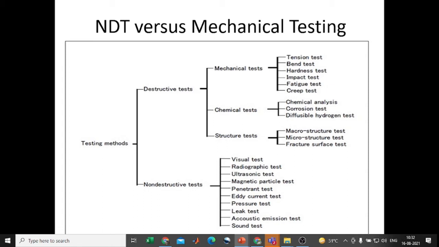In destructive testing there are different types available: mechanical test, chemical test and structural test. In the mechanical tests, you already have experience in your Science of Materials laboratory. You may conduct more experiments with specimens prepared as per ASTM standards. Those tests are the tension test, bend test, hardness test, impact test, fatigue test and creep test.